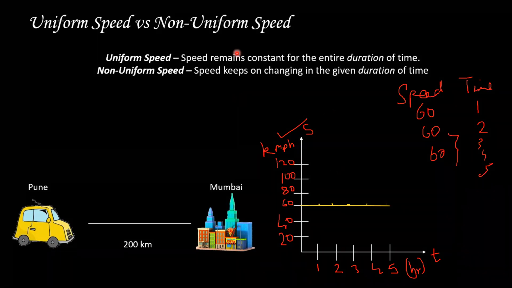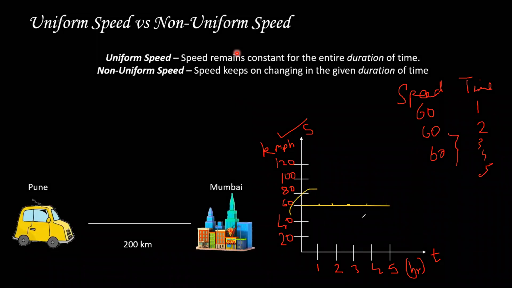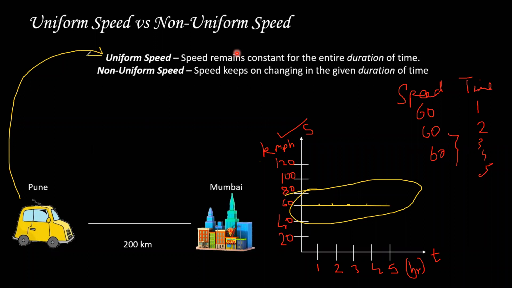Cool. So over here, this is a straight line. So what does it mean? It means that with respect to time, my speed is constant. It is not changing. So I am going to say that my car is going at uniform speed. Understand?